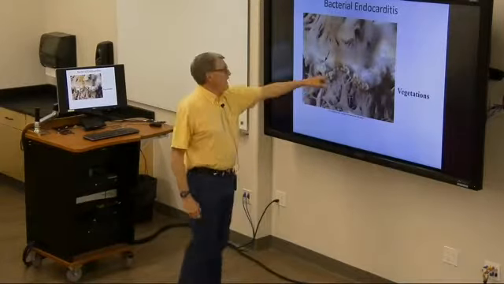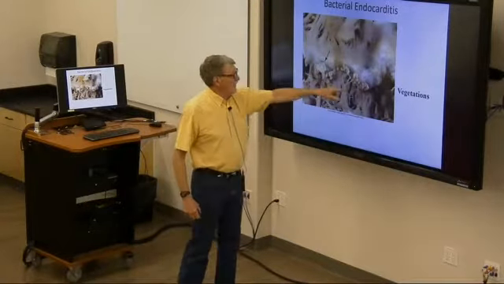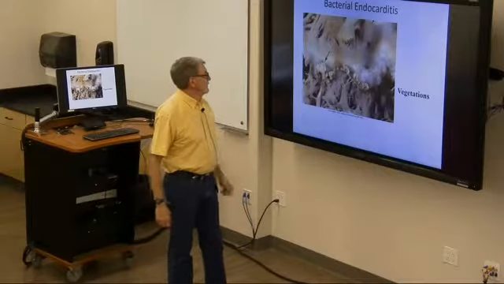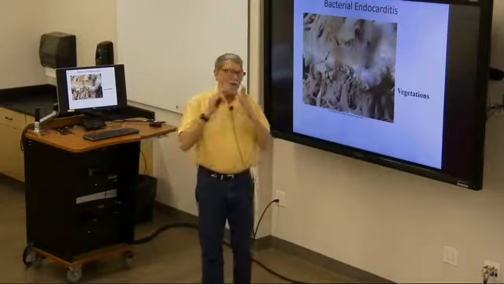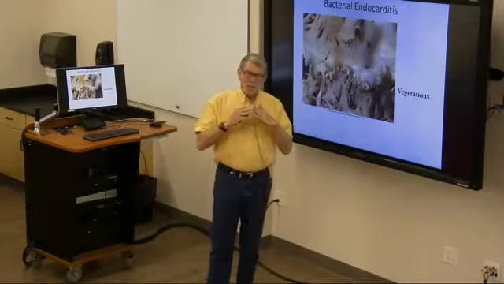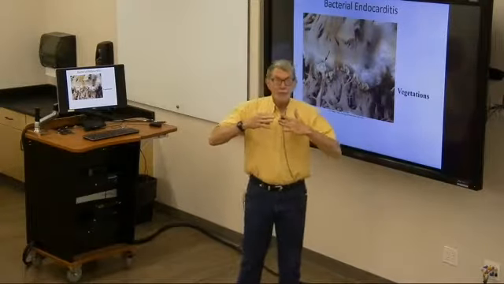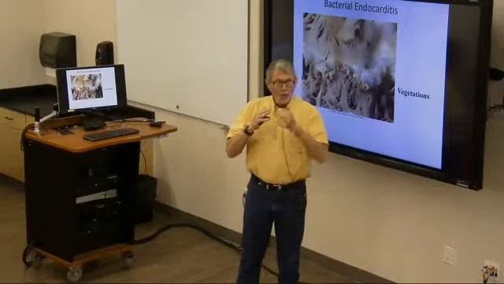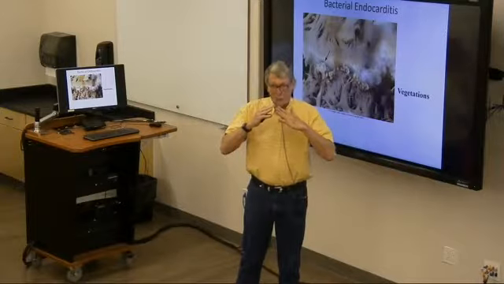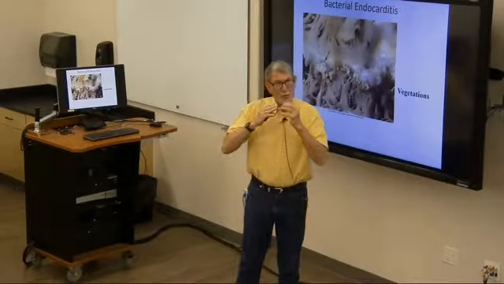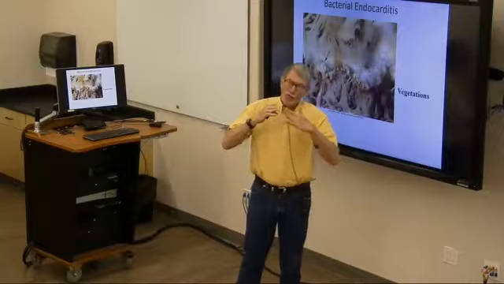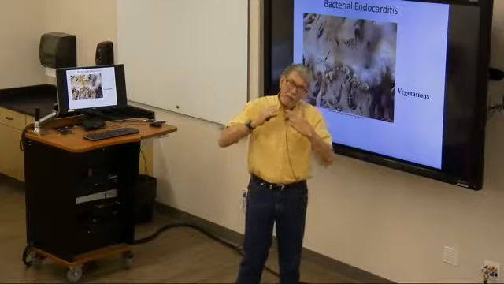Here are vegetations on the inside of the heart. If these are on a valve, the valve can't close. It's one of the main reasons for valvular insufficiency, is it gets rough on the edge because it's got bacterial growth or fungal growth or something on the heart valve itself, so it can't close all the way.